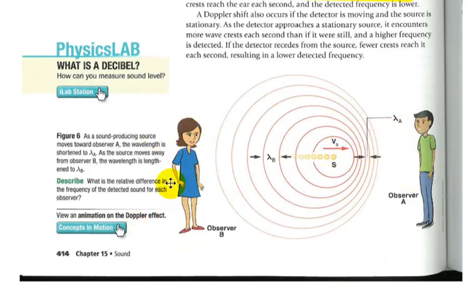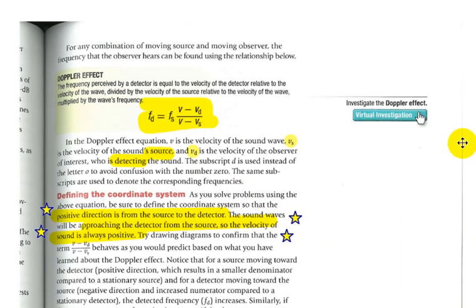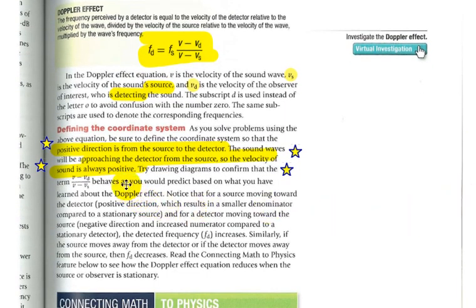So if we were looking at her scenario, we'd have to flip it. The detector is always going to be on the right, and the source is always going to be on the left, the source that's making the sound. And then the equation will work all the time. The sound waves will be approaching the detector from the source, so the velocity is always positive. Try drawing diagrams to confirm that the term behaves as you predicted based on what you've learned about the Doppler effect. So again, we want to make sure that the system has positive direction from source to detector. So the detector is on the right, source is on the left. Sound waves will be approaching the detector from the source, so it's positive.